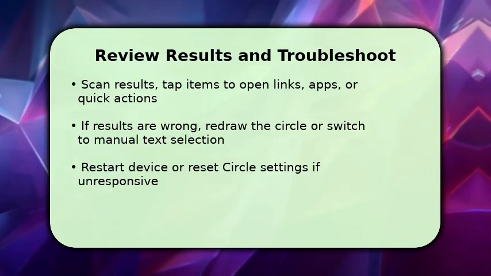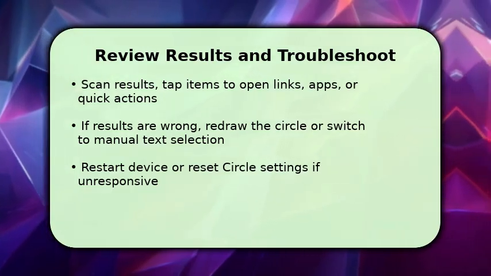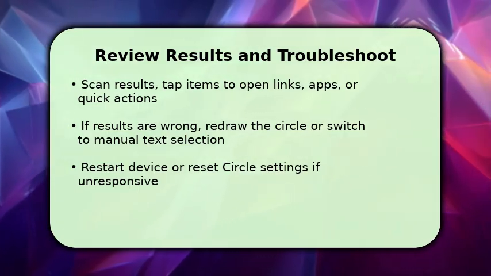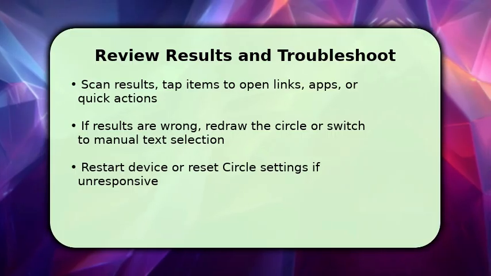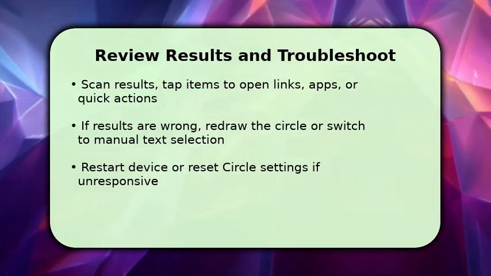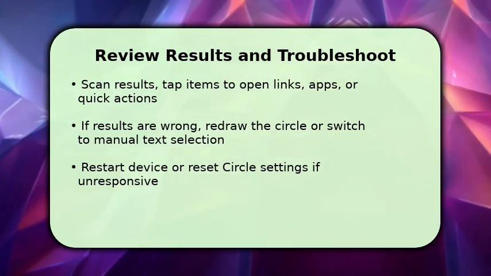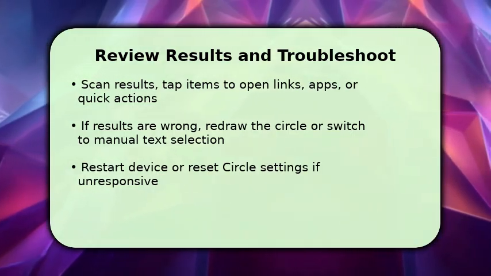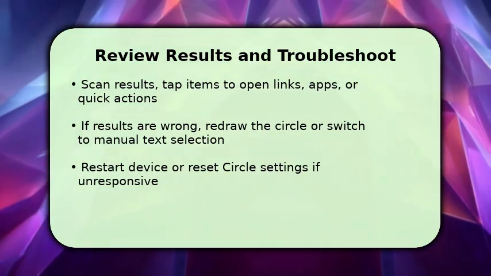If the search returns irrelevant results, redraw the circle more tightly or switch to manual text selection to improve accuracy. Make sure to clear temporary cache in the app if results seem stale. If Circle becomes unresponsive, restart your phone or reset the Circle to Search settings. That usually resolves lingering glitches.